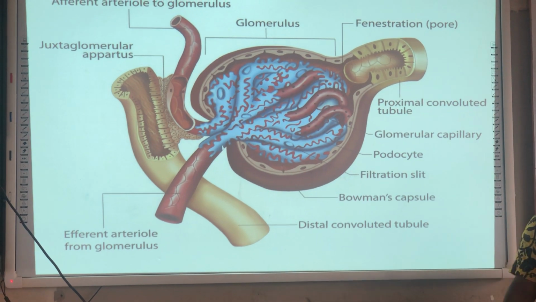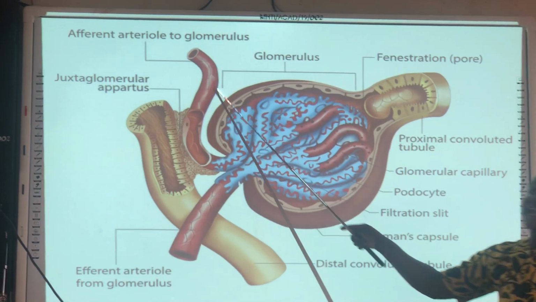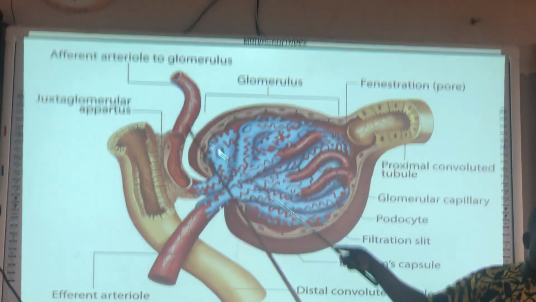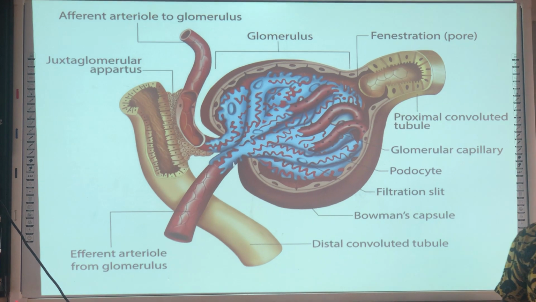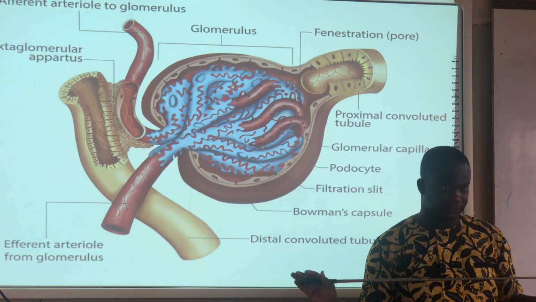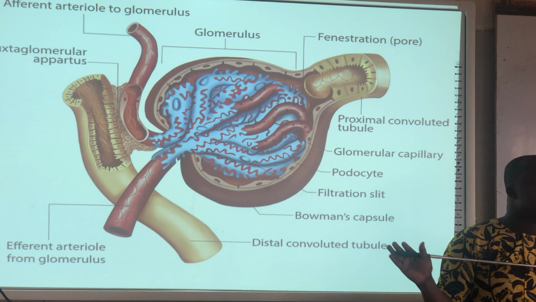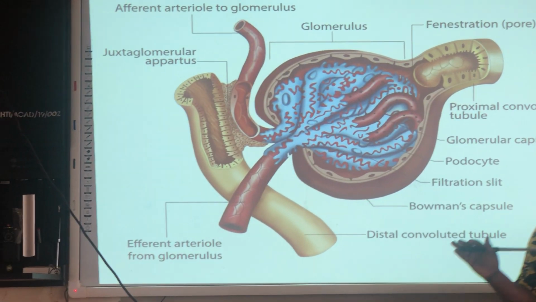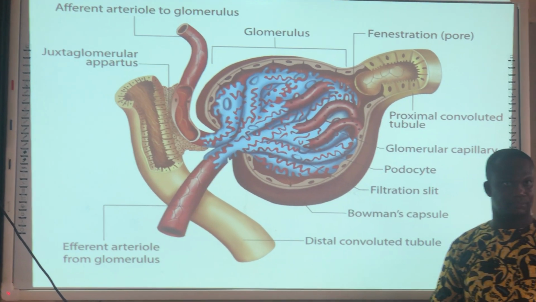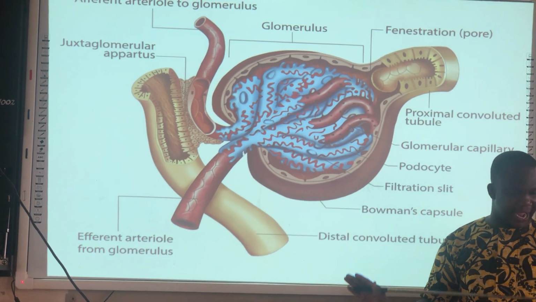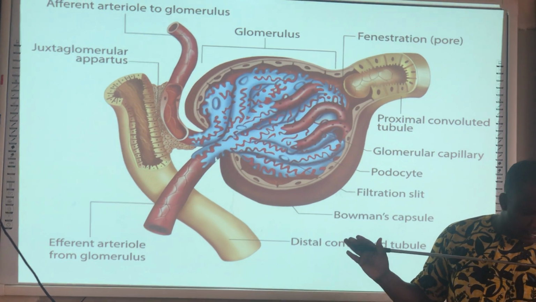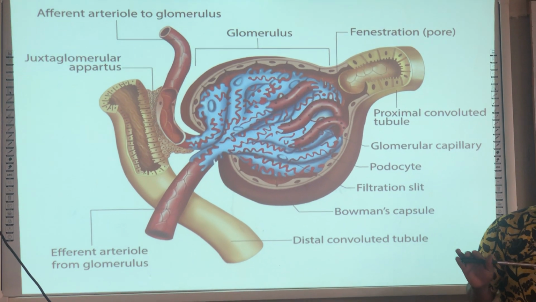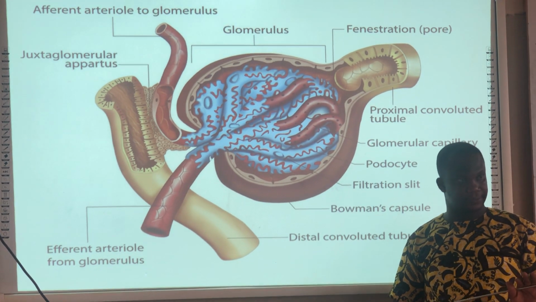Now, what is the function of the granular cells of the afferent arteriole? One of the functions of the granular cells of the afferent arteriole is to secrete an enzyme called renin. Now, when the renin is produced, it is released into the blood. As the renin gets into the blood, it converts a plasma protein called angiotensinogen into angiotensin 1.